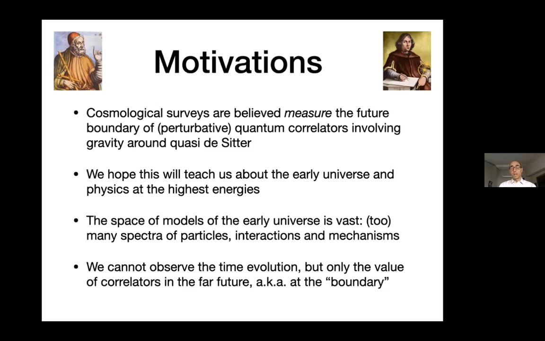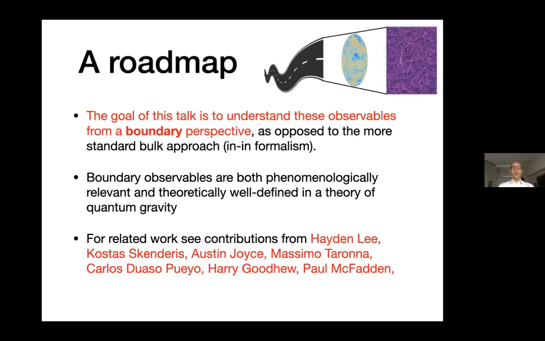And the problem is that we cannot observe the bulk evolution, but only see the boundary value of correlators at future infinity. And so the roadmap for this talk is to focus exclusively on these well-defined observables in a theory of quantum gravity, namely the future asymptote of correlators or of the wave function of the universe equivalently, and try to stick to this boundary perspective without making assumptions about the bulk evolution that generates these observables.